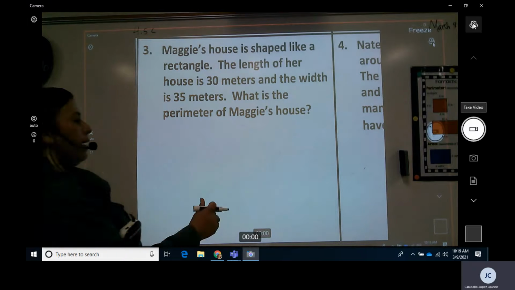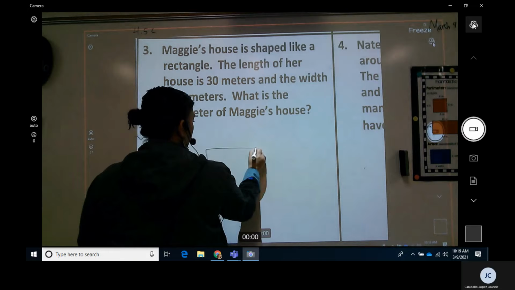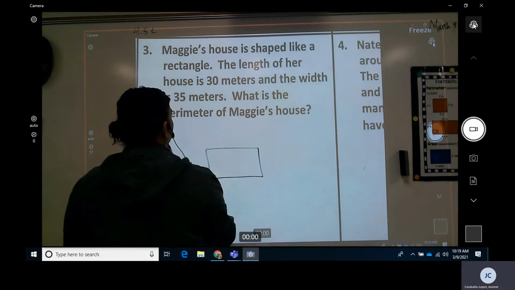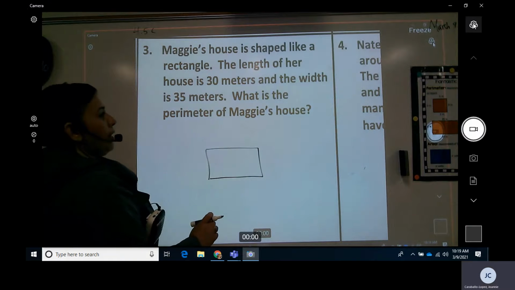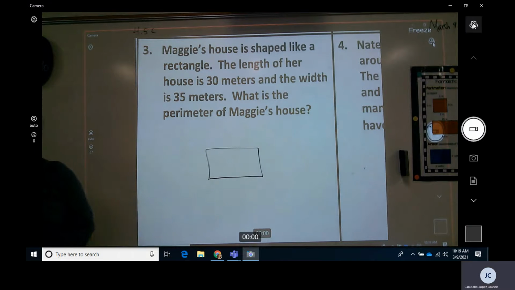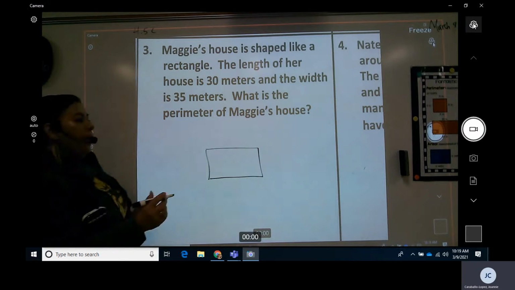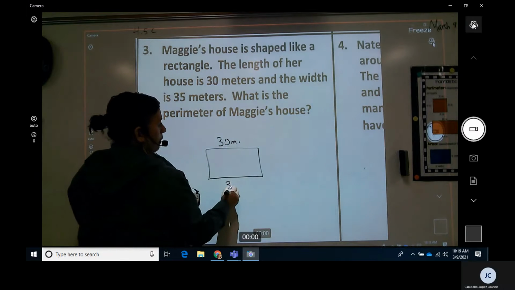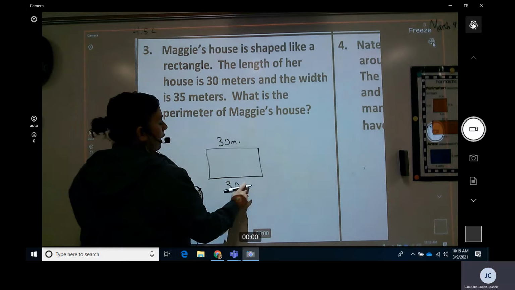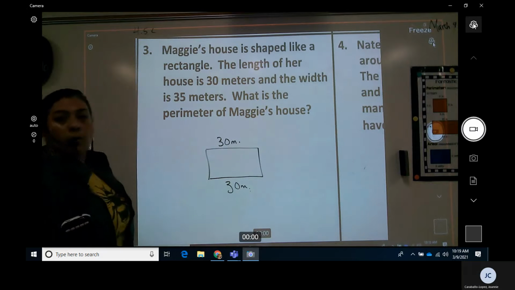So what does a rectangle look like? Rectangle, right? The length of her house is 30 meters. Where's 30 meters going to go? On top. And where else? And bottom. And the width is what? What is the width, guys?